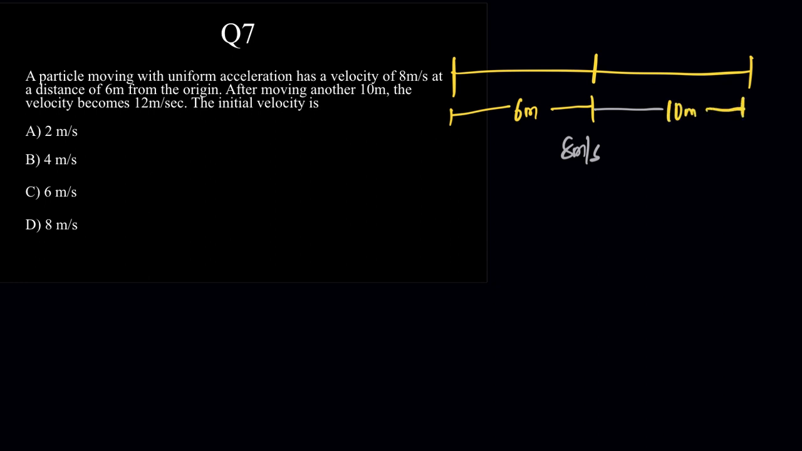here the particle has a velocity of 12 meter per second, right? So here the velocity is 12 meter per second. Let me write these positions as A, B, and C, and let us call the velocities VA, VB, and VC. So we're asked to find out the initial velocity, which is basically VA. To simplify the calculations, let me use the notation U.